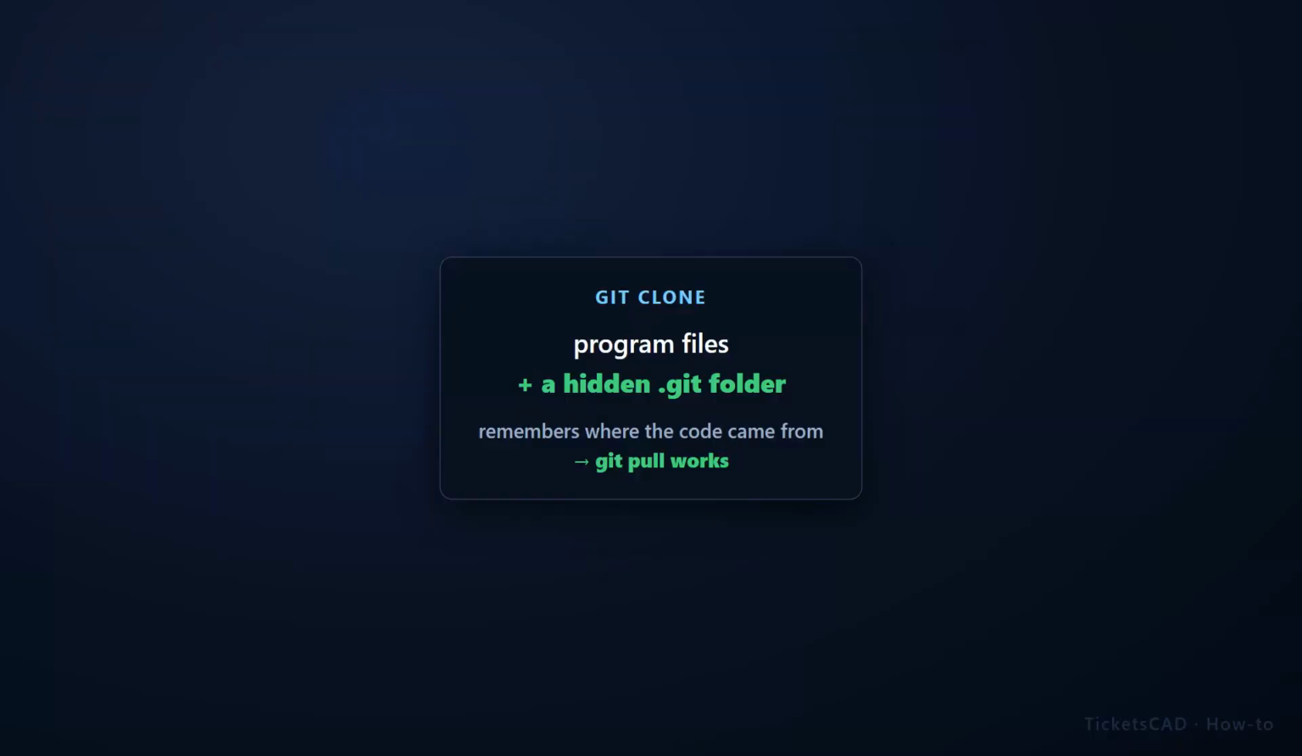Here is the reason, and it takes 10 seconds to understand. When you clone with Git, you get the program files plus a hidden folder called .git. That hidden folder is the part that remembers where the code came from. A zip download is just the files. There is no .git folder inside it, so when you type git pull, Git looks around, finds nothing that tells it where to pull from, and says exactly that. We are going to give your folder that missing piece.